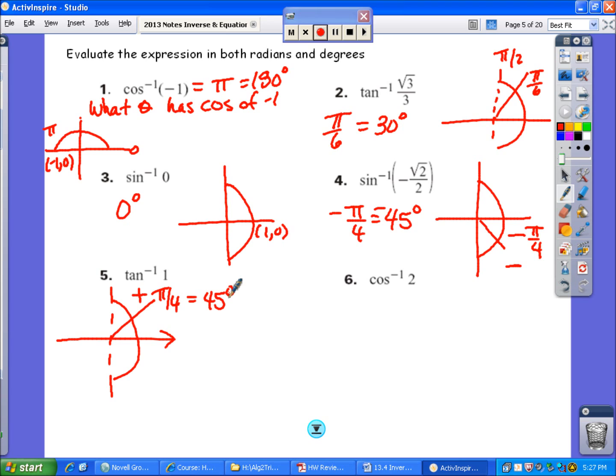Alright, how about cosine? Cosine restricted from 0 to pi. Now, what angle has a cosine of 2? Well, you're probably scratching your head right now. Cosine of 2? Well, it's not possible. Remember, cosine can only be between -1 and 1. So we can't have an angle with a cosine of 2. So this is not possible.